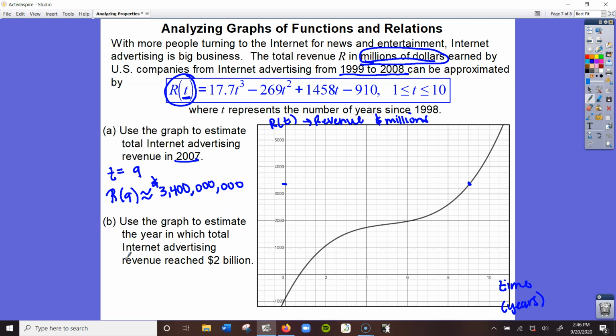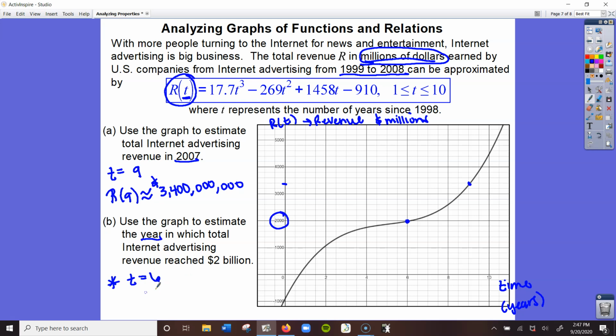Now let's have a look at this following question. Use the graph to estimate the year. So now I want to know what the t value is going to be, in which total internet advertising revenue reached 2 billion. If these numbers represent millions, 2 billion would be this one right here. 2,000 million is the same as 2 billion. So if I just follow this so I can get that t value, which is right here, that means that t is equal to 6.